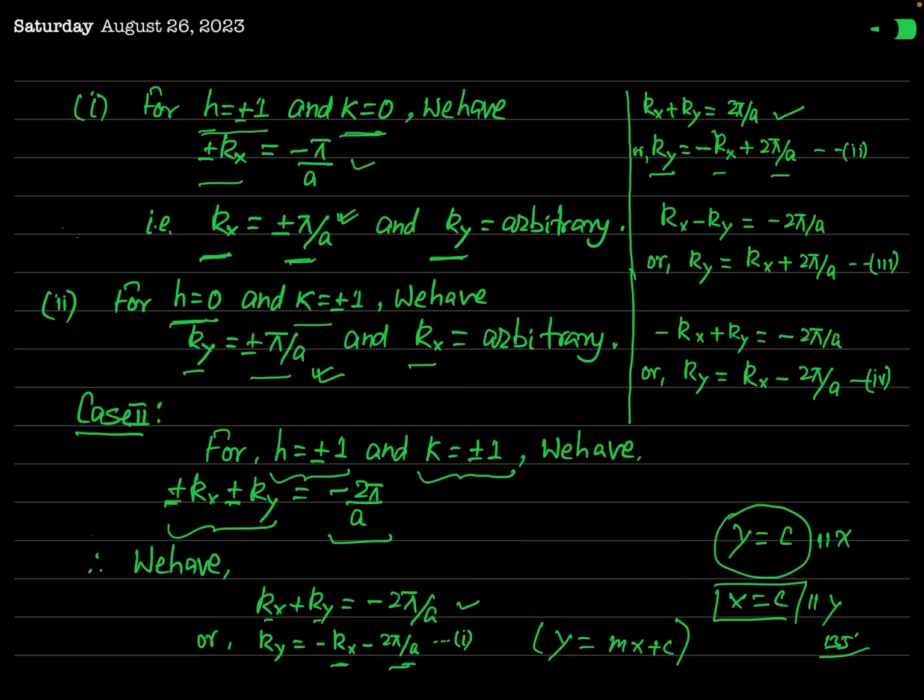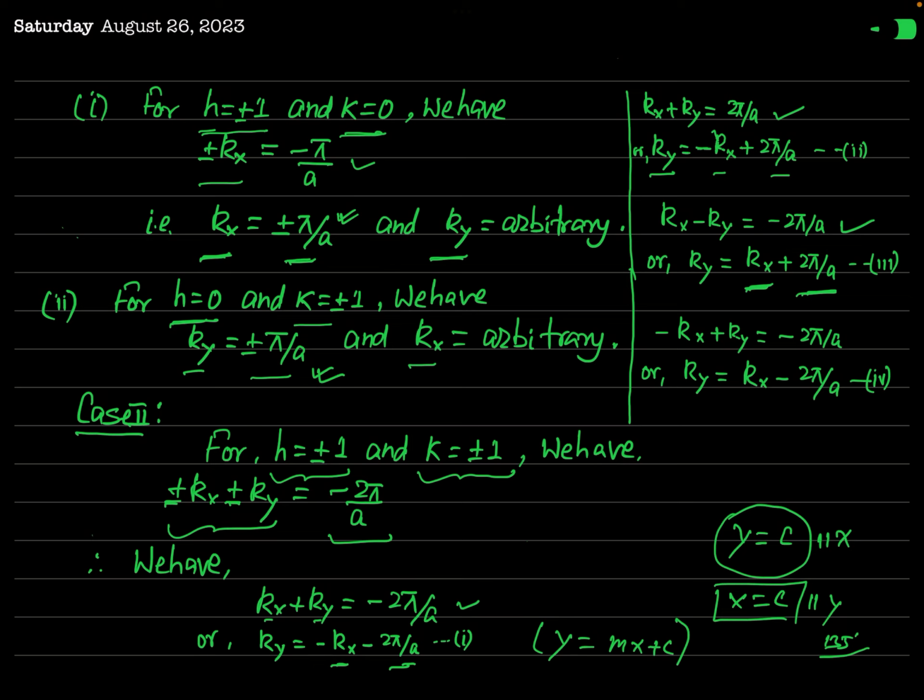Now take plus and minus signs alternately in this equation. So if you take plus kappa x and minus kappa y equal to minus 2 pi by a, you can see it here. And so kappa y will be equal to kappa x plus 2 pi by a. This is the equation of a straight line in slope form, and the slope of this straight line is plus 1, and its intercept on the kappa y axis is plus 2 pi by a. So it will intersect the kappa y axis in the positive direction.